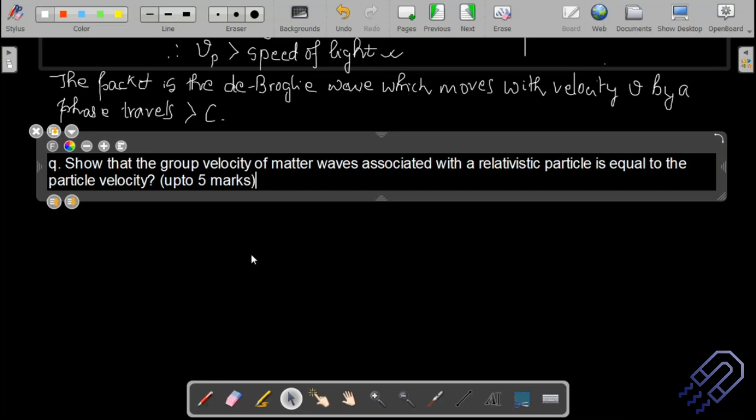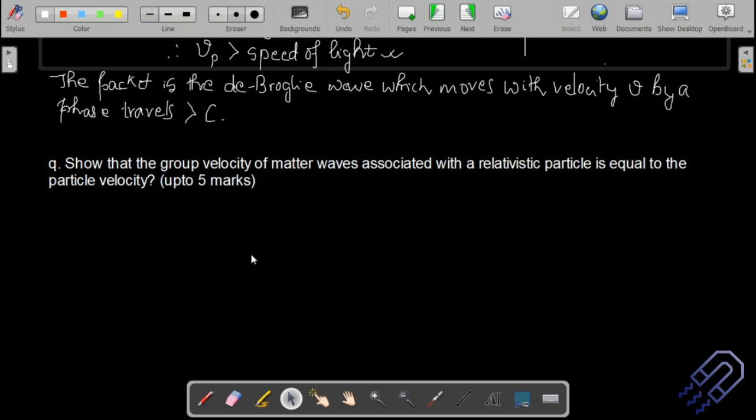The question is totally mathematical, and we are going to derive it using all the mathematical steps that we know. Show that the group velocity of matter waves, that means group velocity of matter waves, how do I represent it, Vg, associated with a relativistic particle. That means we are talking about a relativistic mass, so we are going to use the relation m0 divided by square root of 1 minus v square by c square. So associated with a relativistic particle is equal to the particle velocity. That means Vg is equal to the particle velocity, not the phase velocity. This is for a relativistic particle, very important.